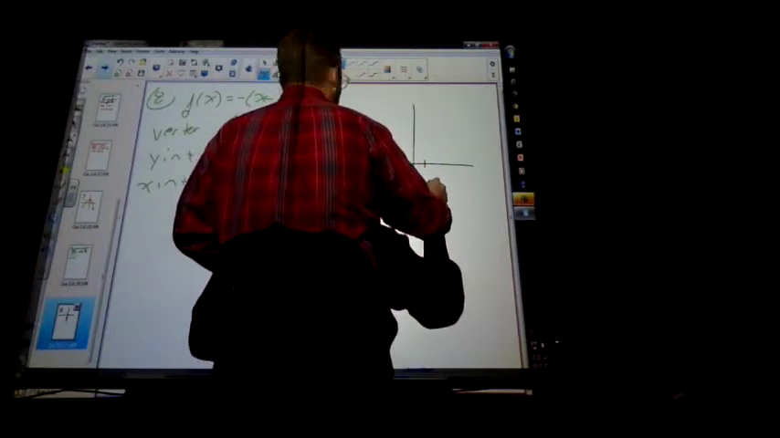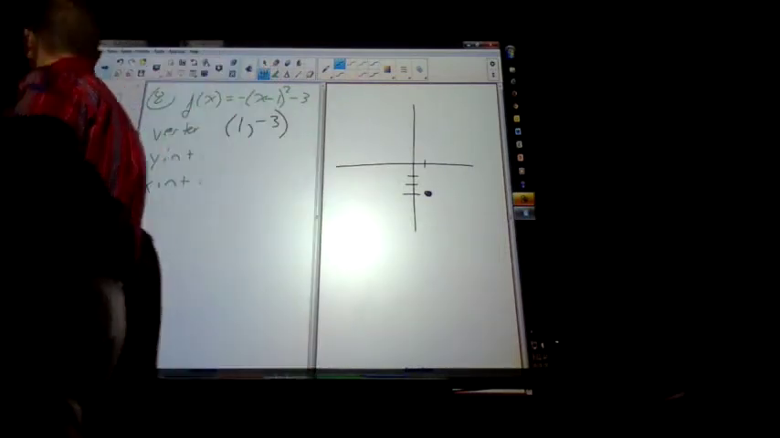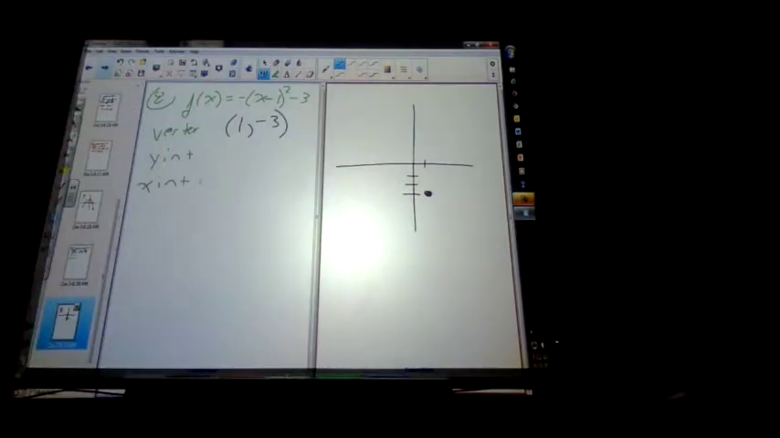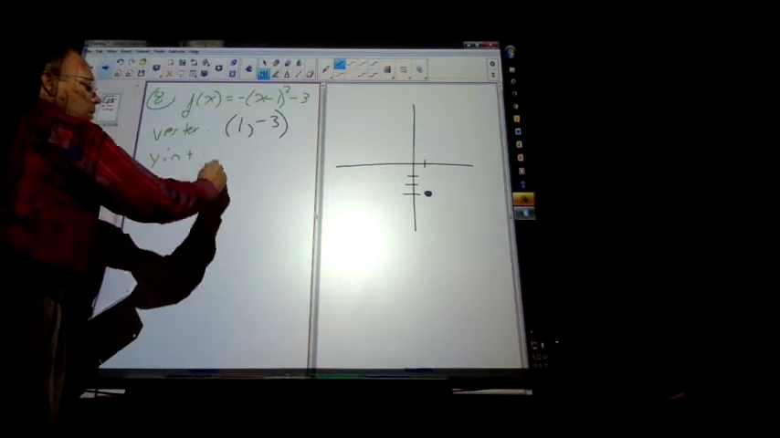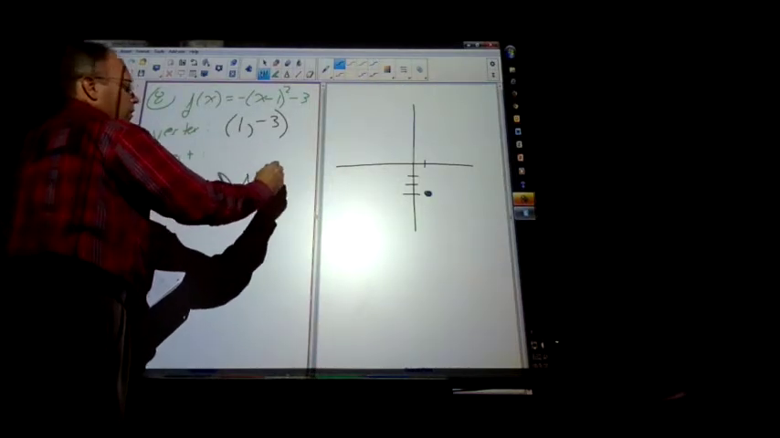(1, -3). Am I going the right way? Is it going to cross the x-axis? No. Why not? That's the highest point, and it's opening down. The vertex is the highest point, and the parabola is opening down. It will not cross the x-axis, so it does not exist here.